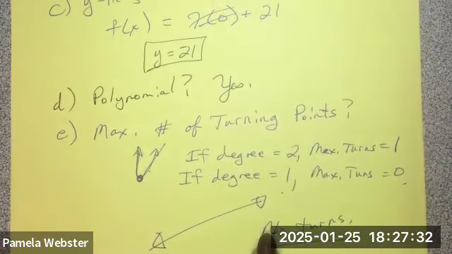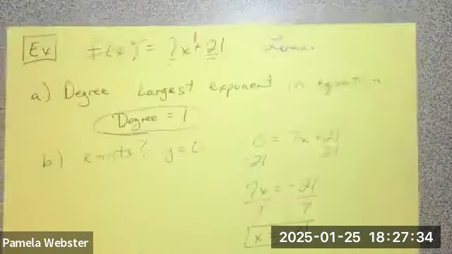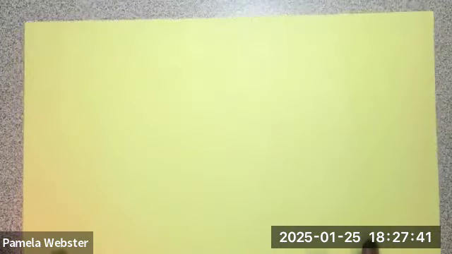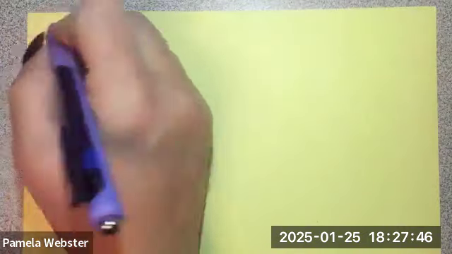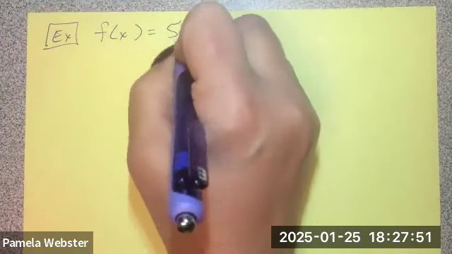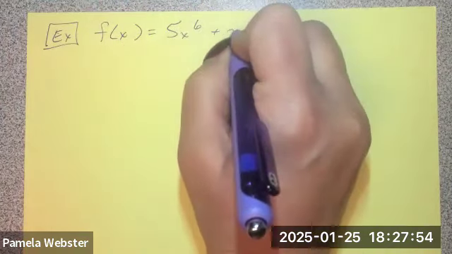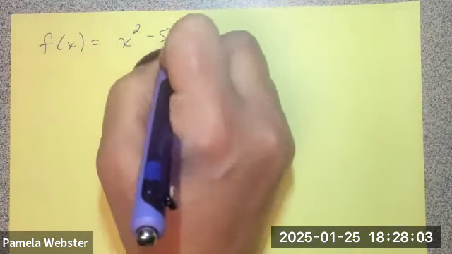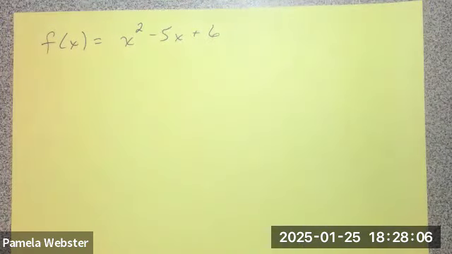All right. So let's see another one. I'll let y'all work on it. Okay. Let's see what we got. Sorry, those papers don't want to come apart. Papers, come apart. Here's your example. F of x equals 5x to the 6th plus, I'm sorry, I'll come back to this one. It'll be okay. F of x equals x squared minus 5x plus 6. Let's do that one.